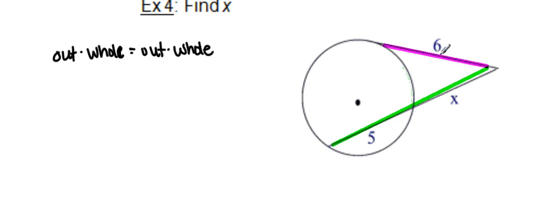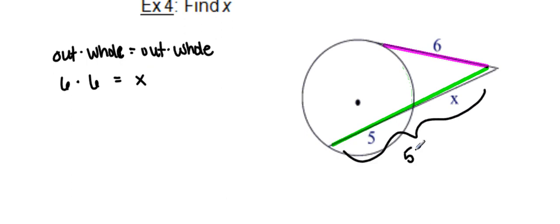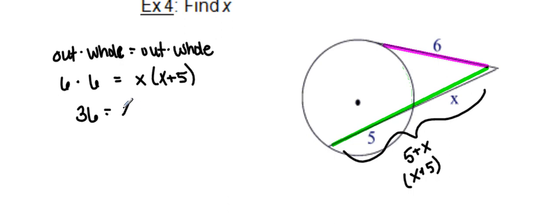The length of the purple segment that's outside the circle is 6. The length of the whole purple segment, also 6. The length of the green segment that's outside the circle is x. The length of the whole thing, and again I'm going to label this in my diagram, is either going to be 5 plus x, or if you prefer, x plus 5. So again, my very first thing that I'm going to do is distribute through the parentheses. I'm going to subtract 36 from both sides because I've got a quadratic equation.